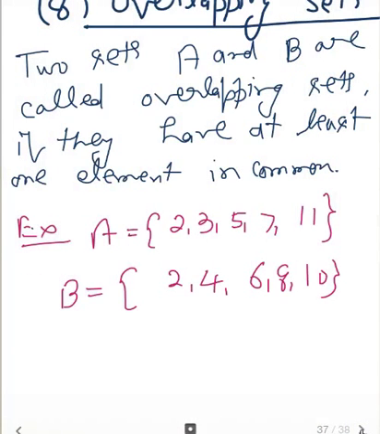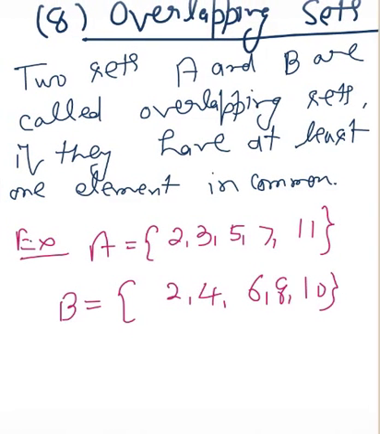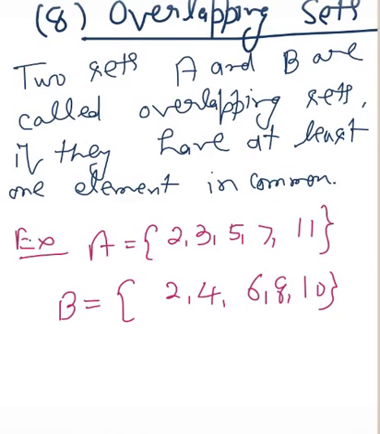Moving to the next type of set, that is the overlapping set. So overlapping set says, suppose there are two sets in which at least one element is in common. We can have more elements in common, but there should be at least one element which is in common. Then we'll say that these two sets are overlapping sets.